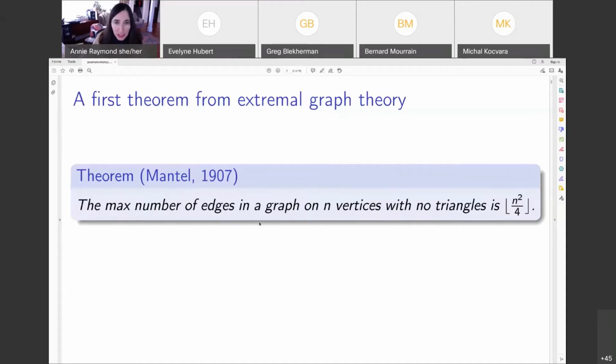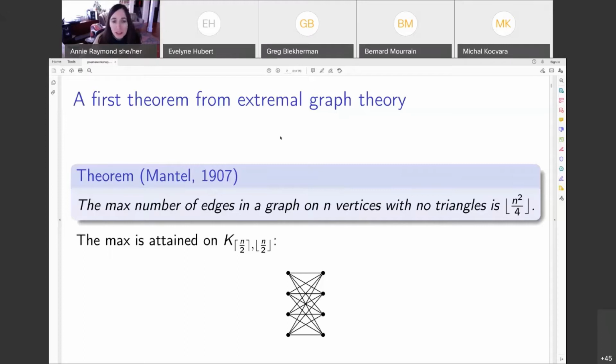This is saying that if, for example, I have this complete bipartite graph where the parts are as equal in size as possible, then this is where the maximum is attained. So I have n vertices. If I look at any 3 vertices, I don't have a single triangle, right? Either I have 3 vertices on the same side, and then I'm fine, there's no single edge, or I have 2 vertices on one side and 1 on the other side, and I'm still missing at least 1 edge. So I don't have any triangles whatsoever.